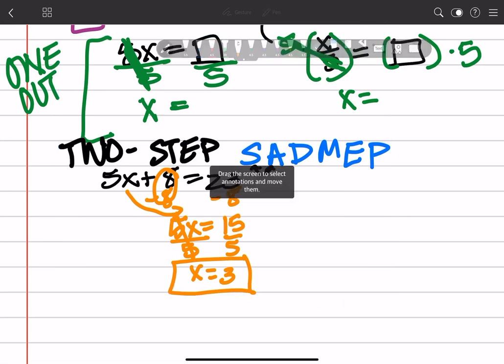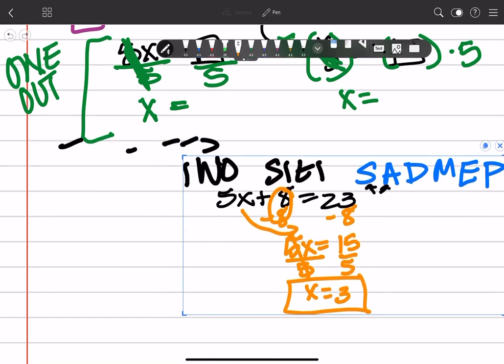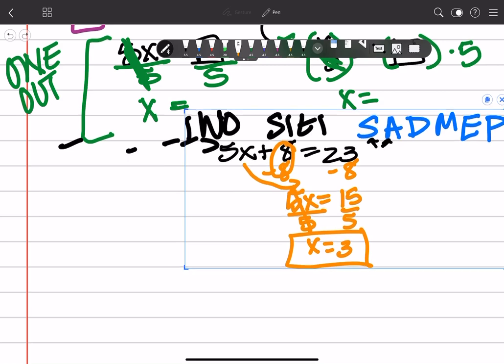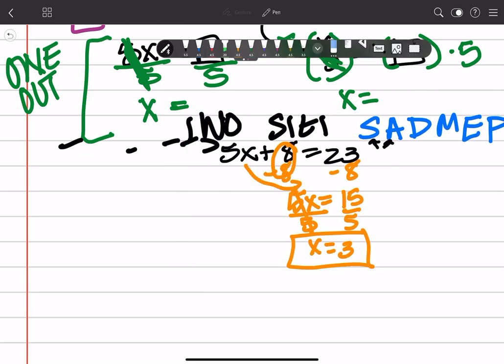I'm going to be showing you guys some two steps. Oh, okay. So now that we've had that surgery, you guys will have more room. I don't have as many lines on my paper as you do.